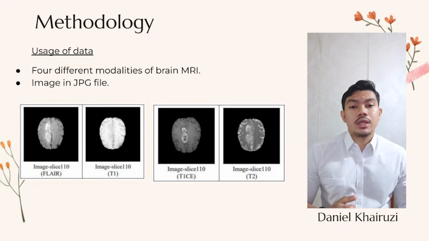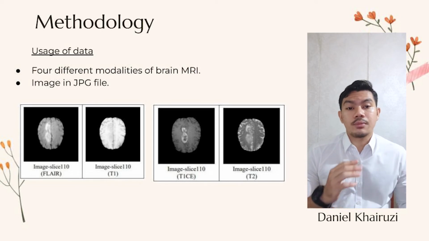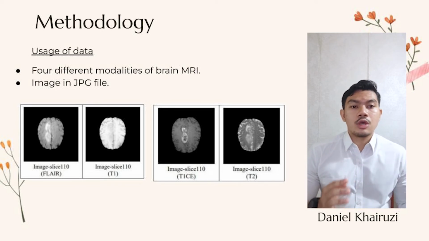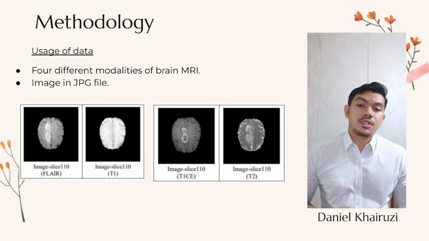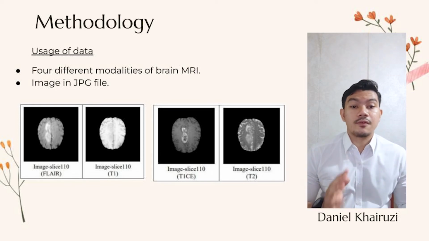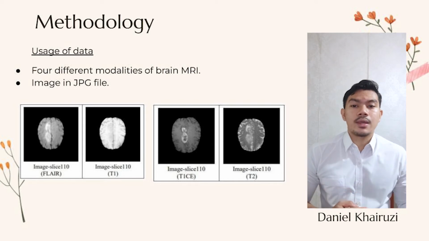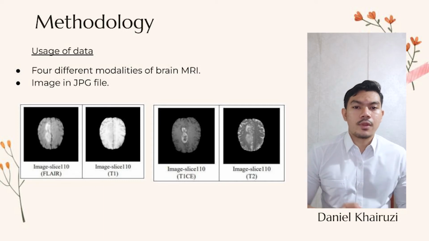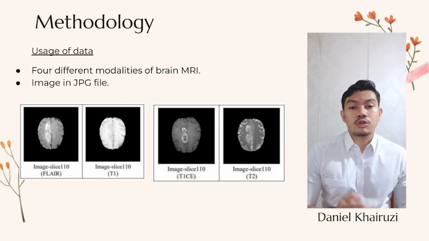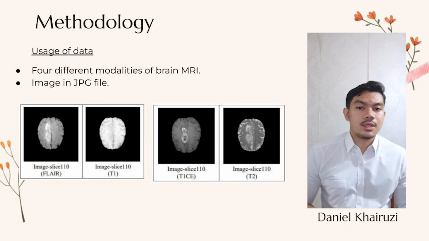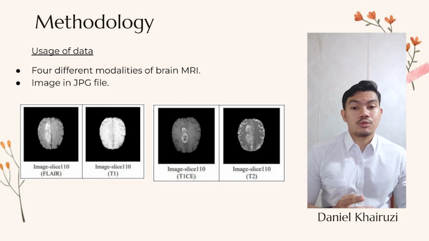For this project, there are four different modalities of brain MRI in the datasets, where each modality contains different information. The training dataset contains 15 brain MRI images from FLAIR, T1, T1CE, and T2. The type of image used for the training dataset is a JPEG file, JPG. So we can see image slice 110 for FLAIR, image slice 110 for T1, image slice 110 for T1CE, and image slice 110 for T2.